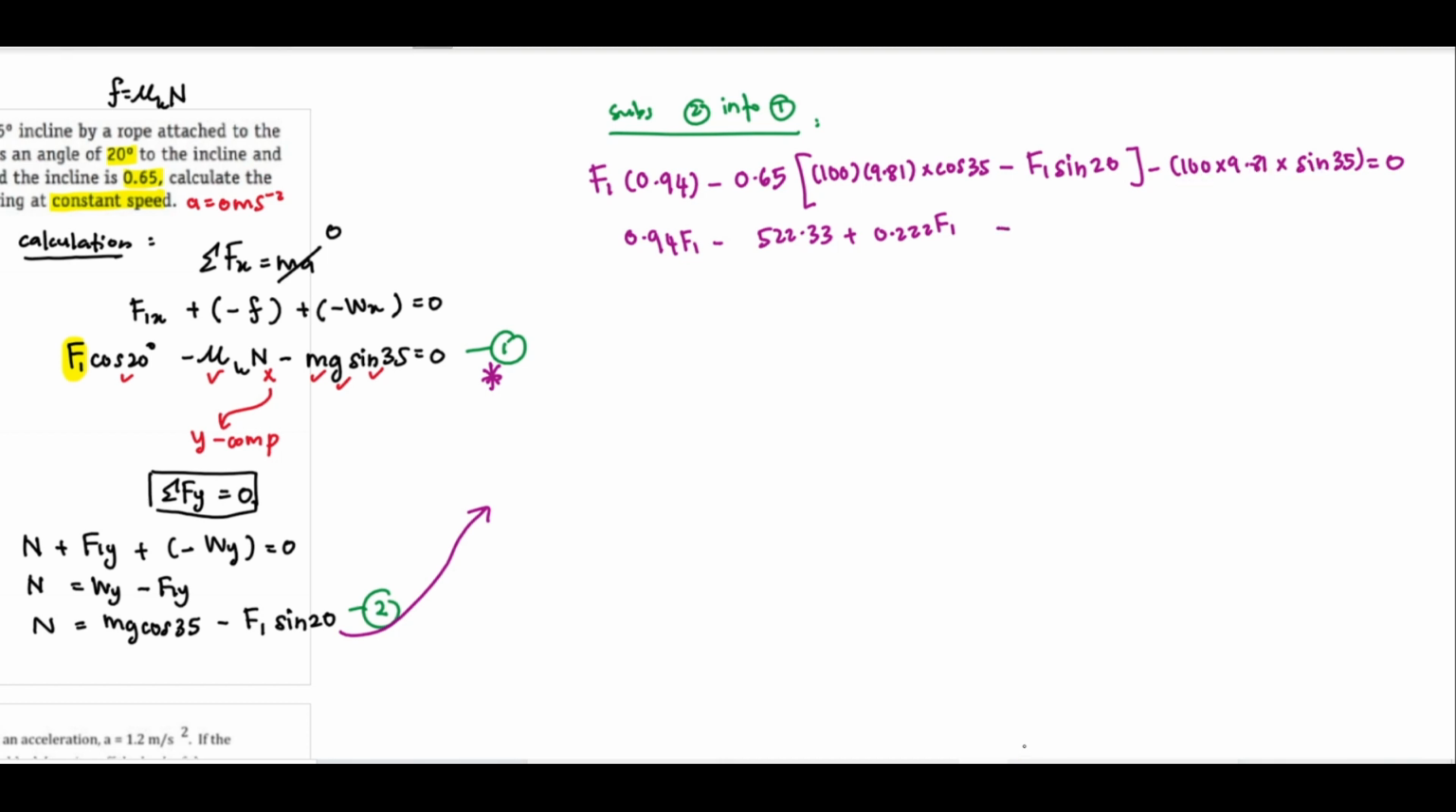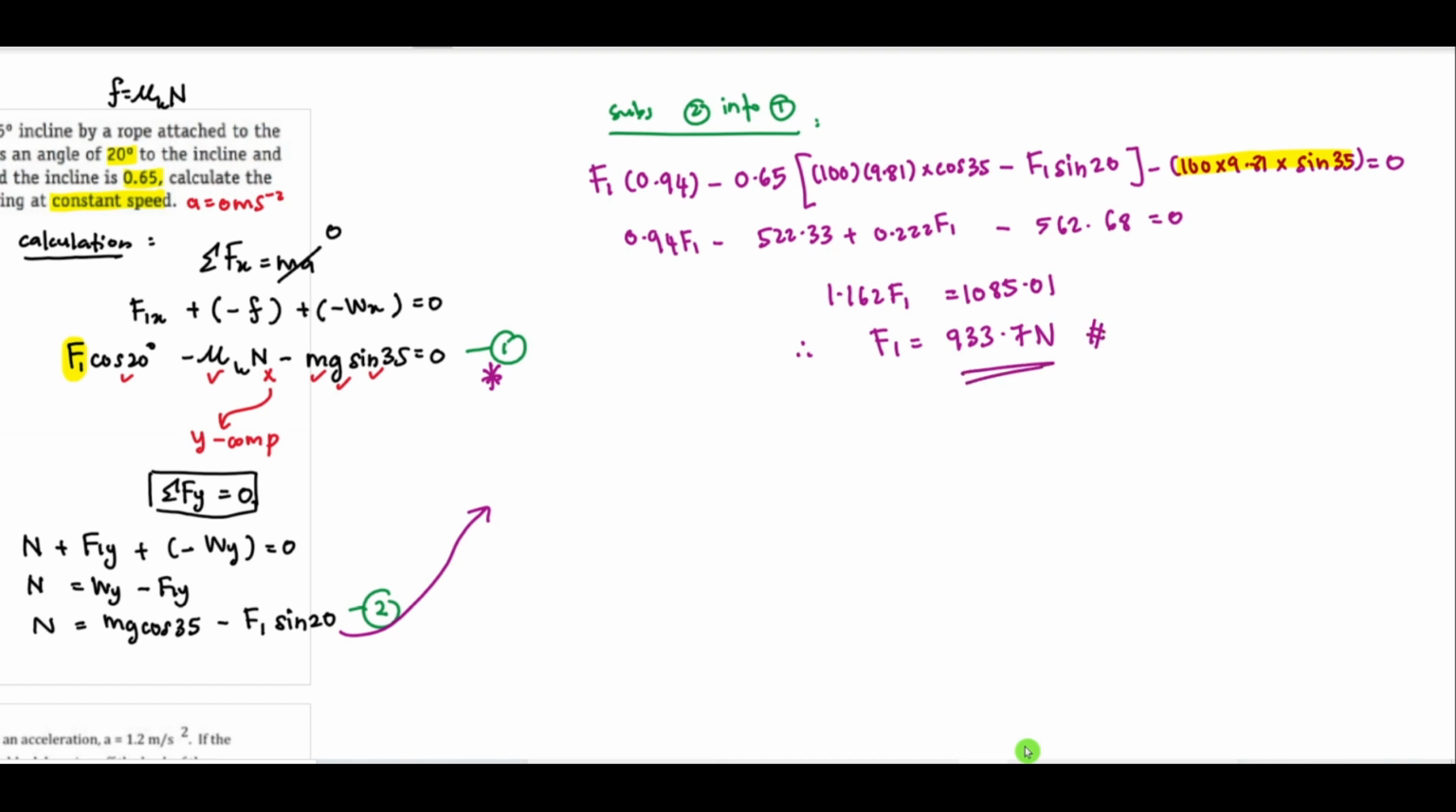Okay, sekejap saya highlight. Selesaikan yang ini pula, saya highlight ini. So, dia akan dapat 562.68 equal to 0. Awak cuba kira, praktis nak kira. So, 1.162 F1, kumpulkan F1 satu tempat. So, equal to 1085.01. Therefore, F1 is equal to 933.7 Newton.